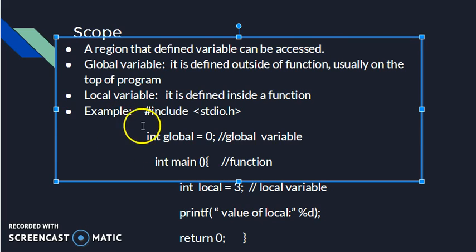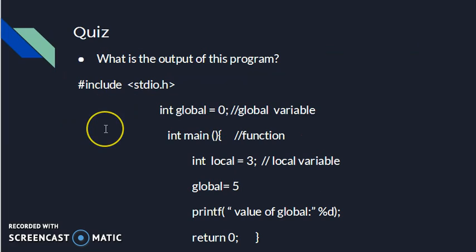This is the example, written in C code style. This one is int global equals 0, so it initializes the global variable. And this is the main function. This part initializes the local variable, int local equals 3. And this function prints out the local variable's value, which is 3. Now it is quiz time. Please take 5 to 10 minutes to think about it. What is the output of this program?